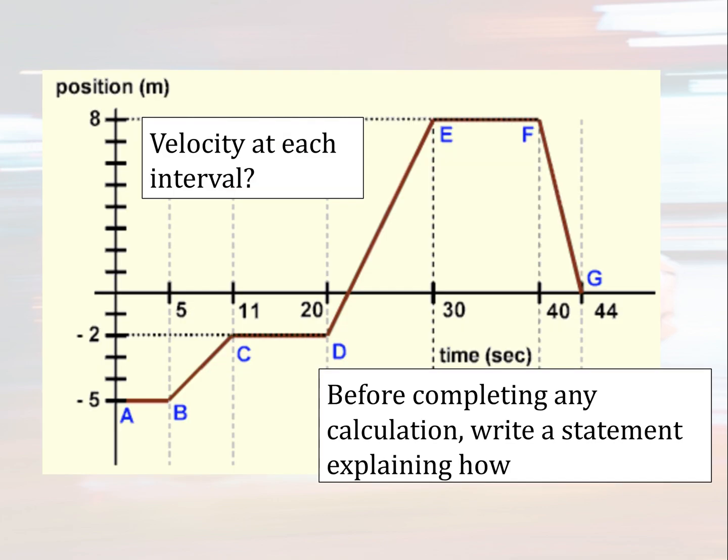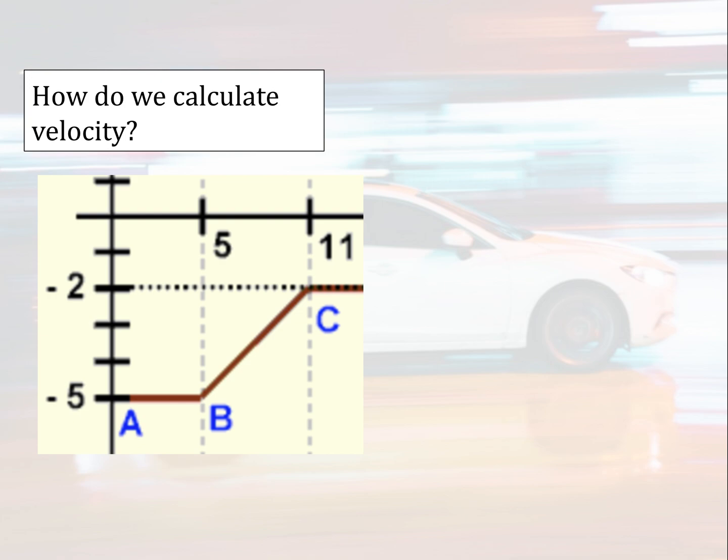So as we are looking at any position time graph, we've been talking about how the slope is equal to the velocity. And we've been saying the steeper the slope, the bigger the velocity. But now we want to actually do a calculation of how we are going to figure out what the exact quantitative velocity is for each of these segments. So how do we calculate velocity?